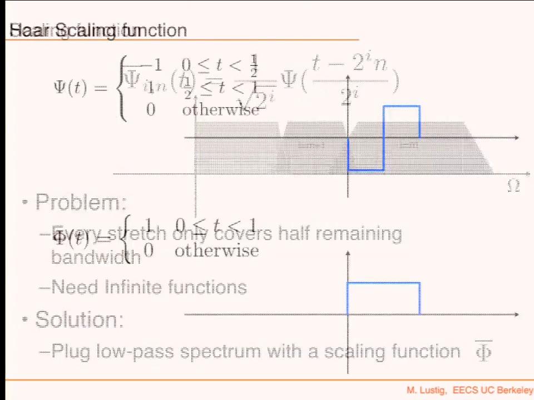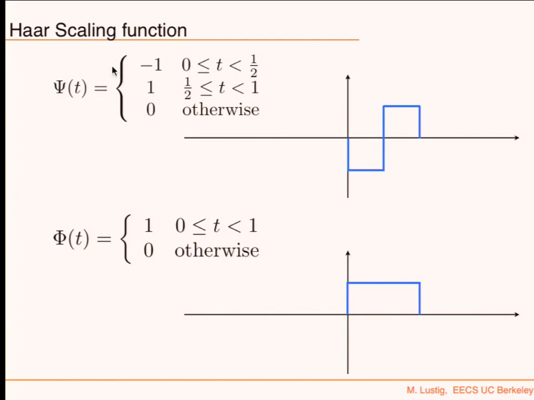So, if this is a mother wavelet for Haar, the plug, or the father wavelet, is a box. Okay? This is high pass or band pass. This is the low pass. Okay?